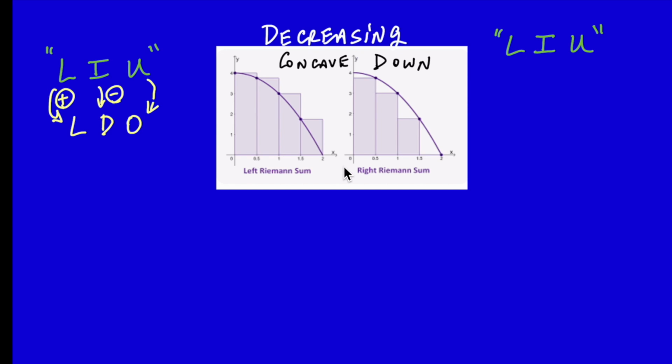Okay, let's now look at the right Riemann sum and compare it to the Long Island University acronym. Okay, we're going to change this to right. We're going to change this to decreasing. Okay, so here we have the opposite. That's a negative sign. Here we have an opposite. That's a negative sign. Now we have two negative signs. That makes a positive. That means this is going to stay the same. And sure enough, you look at this decreasing right Riemann sum, and it is an underestimate. Just like a left increasing is an underestimate, a right decreasing is an underestimate.